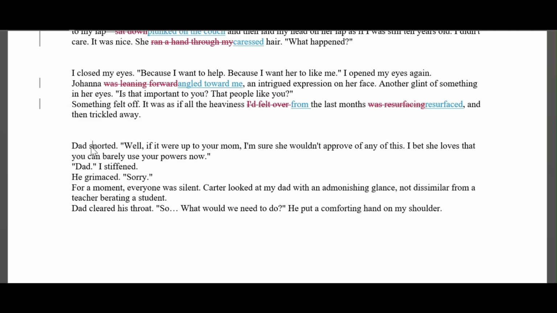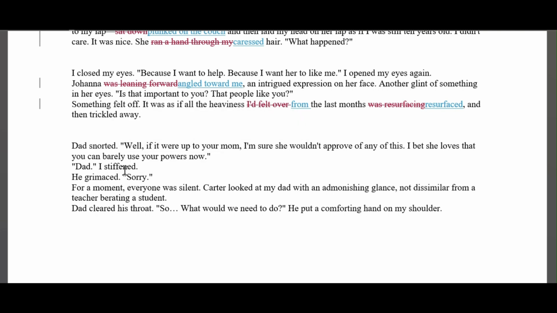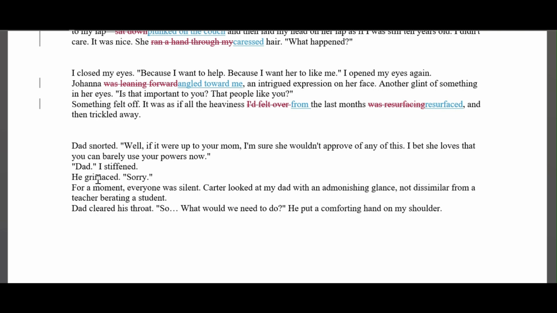But if you know from experience you overuse this, then it might be good to change it out anyway. So here I have a couple that are often overused. So is snorted, I stiffened. I think I stiffened is fine. He grimaced, also something that's often overused.